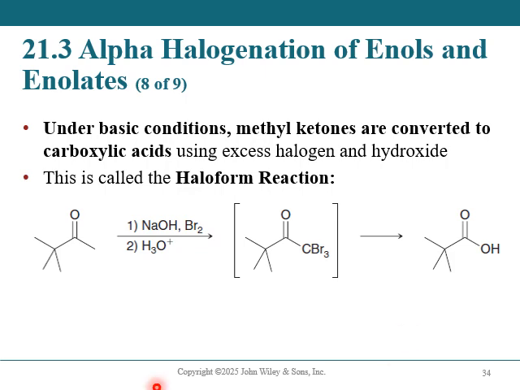Under basic conditions, methyl ketones are converted to carboxylic acids using excess halogen and hydroxide. This is what we call the haloform reaction. So here, for example, this is a methyl ketone, right? You have a methyl group right here. So you have a strong base, hydroxide, followed by the halogen. And as a second step, we add hydronium, right? We add acidic conditions. So as a first step, you add that bromine, and it will be substituting those protons. This is an excess of the halogen because you're going to need at least 3. Once you do that, the acid will allow for this to break off and give you a hydroxyl group, so a carboxylic acid.